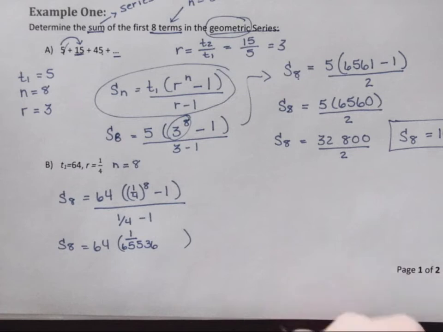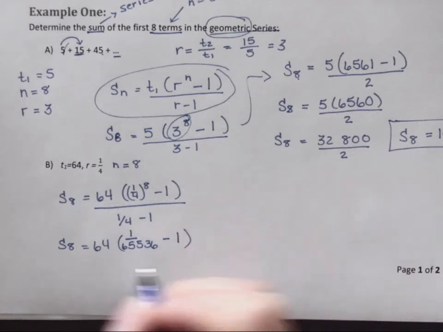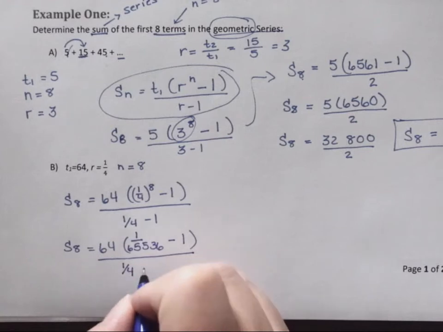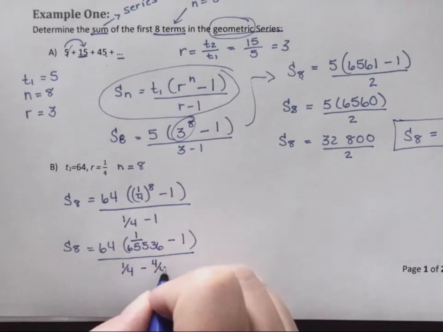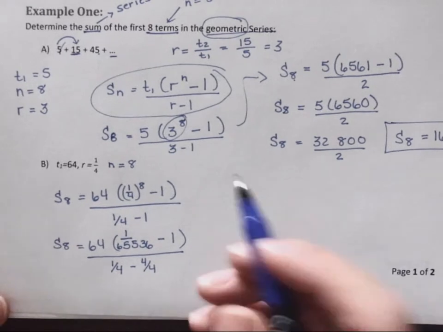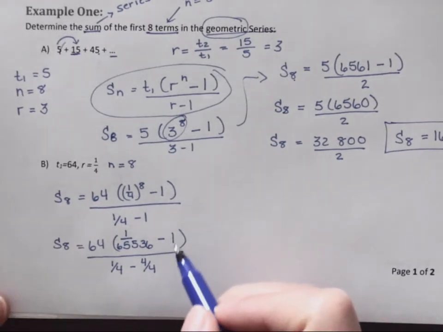Holy Hannah, this is a lot. I'm going to minus 1 from that. And down here, I'm going to have 1/4 minus 4/4, because we know when we're adding or subtracting fractions, we need common denominators. Okay, so same deal here. I should probably make this a common denominator.